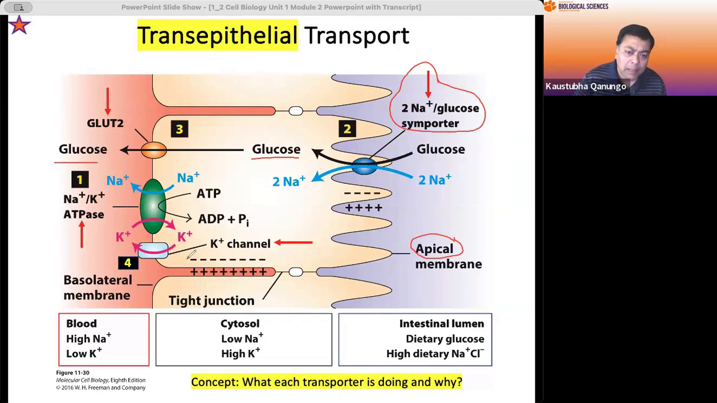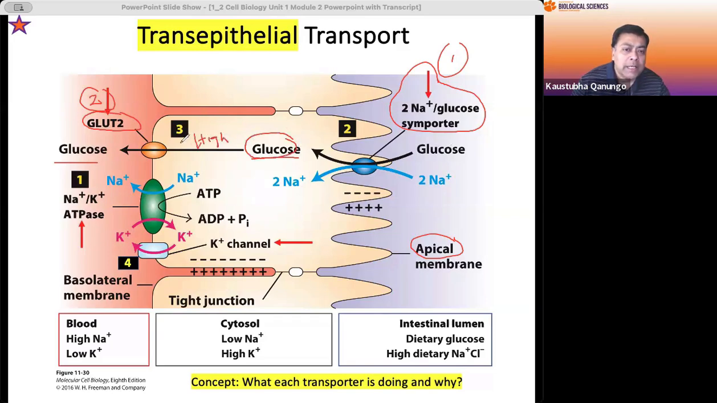On the basolateral surface, you have the GLUT2 transporter. Remember that this GLUT2 transporter is also present in the liver. This has a high Km, and how it works is that the concentration of the glucose as it's moving in is high in here.